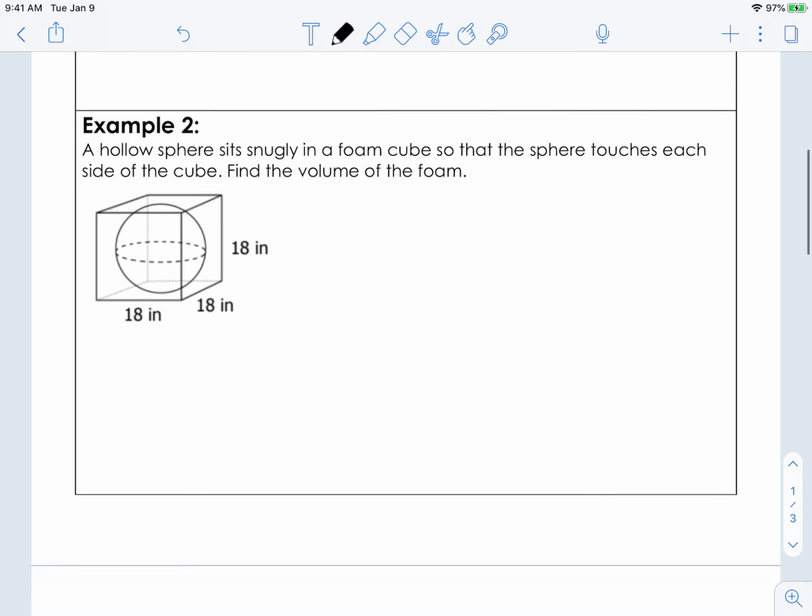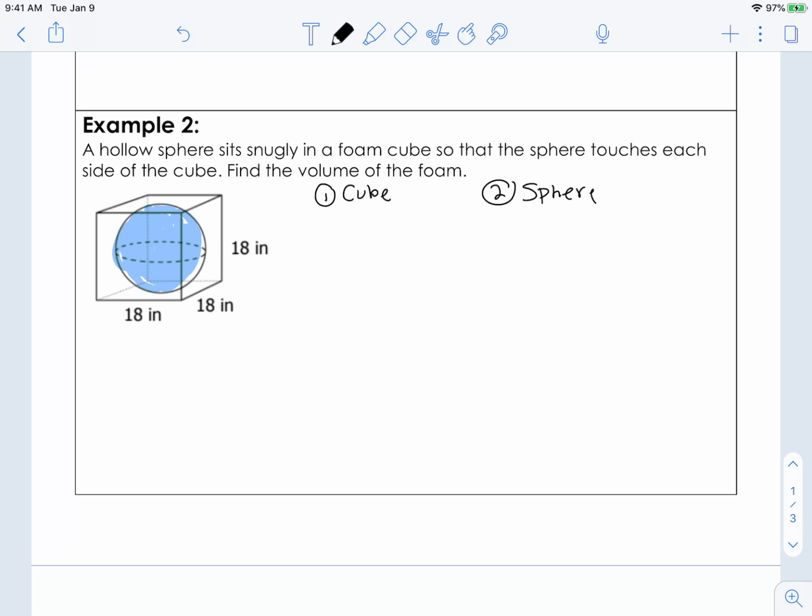Okay, example 2. So I have a hollow sphere and a foam cube. And I want to find the volume of the foam. So the sphere in here is empty. So what I'm going to have to do is find the volume of the cube, find the volume of the sphere, and then take the sphere out. So that means subtract that volume.